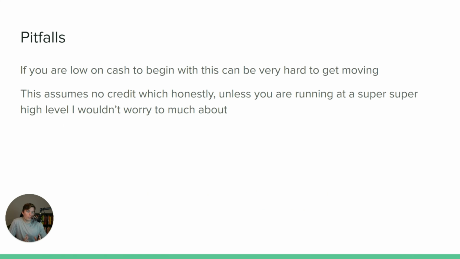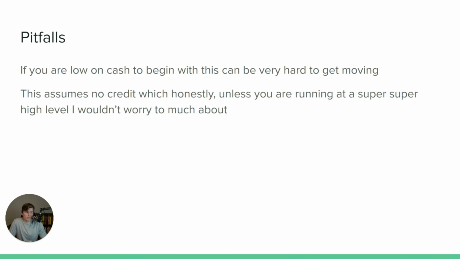So what are the pitfalls? The biggest pitfall, especially when I started, was that I did this for a while and then I kind of failed. I actually ran out of money. The hard part is, if you are low on cash, it can be hard to get this moving, right? Because if you get a $1,000 check and you need to spend that money, you're probably not going to have enough for the living expenses. So that gets pumped up to a certain amount.